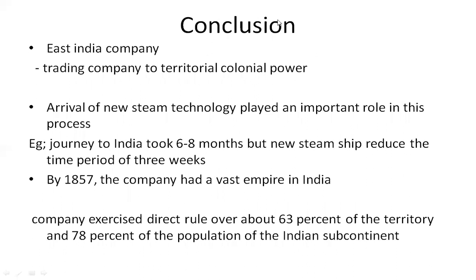So what is the conclusion of the chapter? The conclusion of the chapter is that the East India Company came as a trading company, but it changed into a territorial colonial power. The arrival of new steam technology played an important role in this process. The journey to India took 6 to 8 months, but the new steamship reduced the time to 3 weeks. So that made it possible for more and more people from England to come to India and settle there for more resources. By 1857, the company had a vast empire in India.